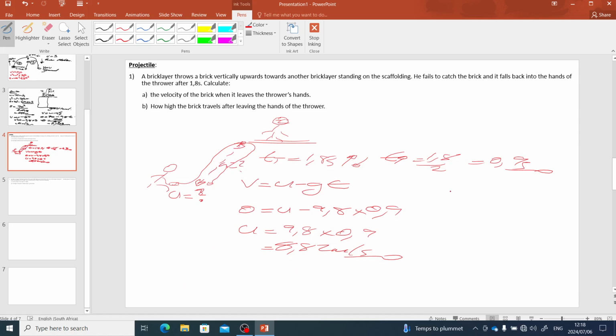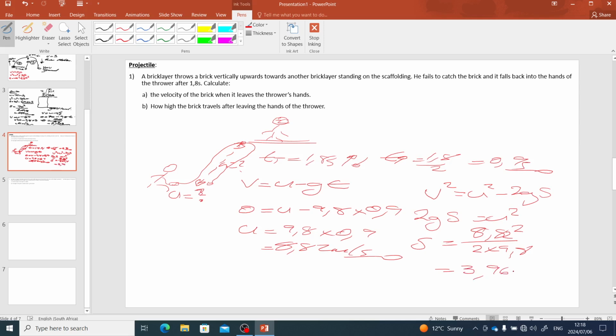In calculating the height, we will be using this formula: v squared = u squared - 2gs, since we are acting against gravity. Our v is 0. When we transpose, 2gs = u squared, so s = u squared divided by 2 times 9,8, where u is 8,82. Then I get my answer as 3,969 meters. That would be 4 meters.